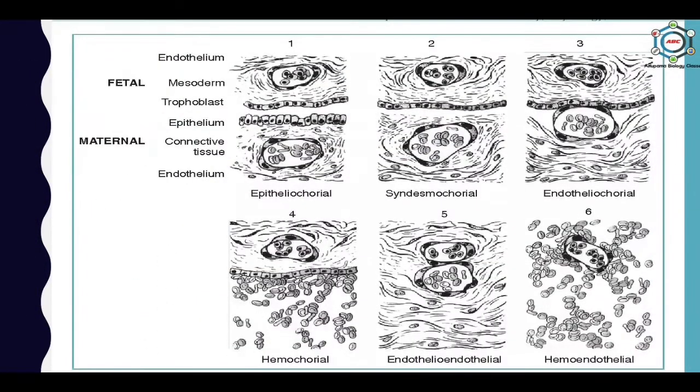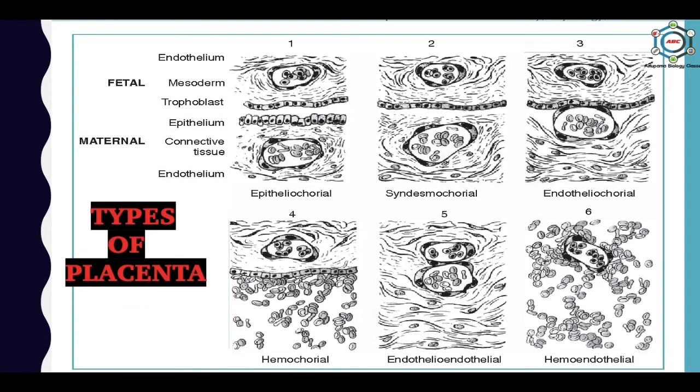Now, types of placenta, in which the first one is epitheliochorial. In this, the chorion is next to the lining of the uterus but doesn't invade or erode the lining. Second is syndesmochorial. In this, the epithelium of the maternal tissue is eroded to facilitate intercommunication. Next is endotheliochorial. In this, the syncytial trophoblasts of the chorion penetrate to the blood vessels of the uterus. Next is hemochorial. In this, the maternal blood is in direct contact with the chorion.